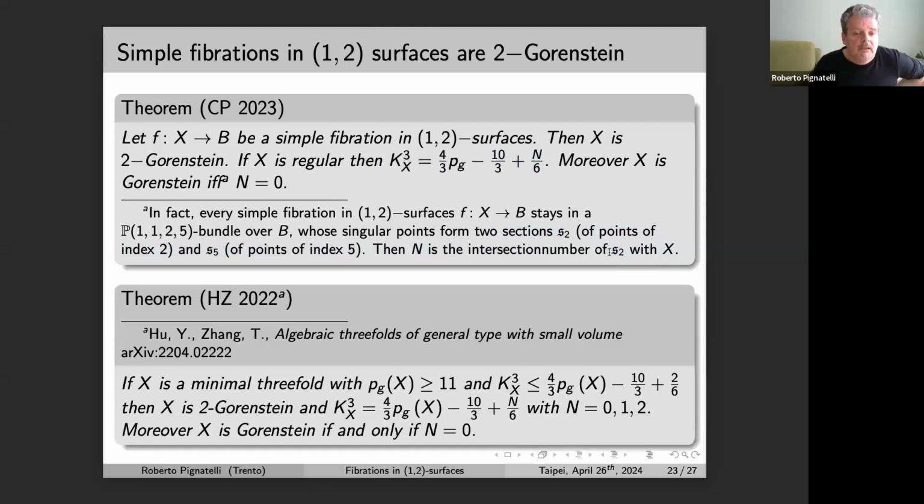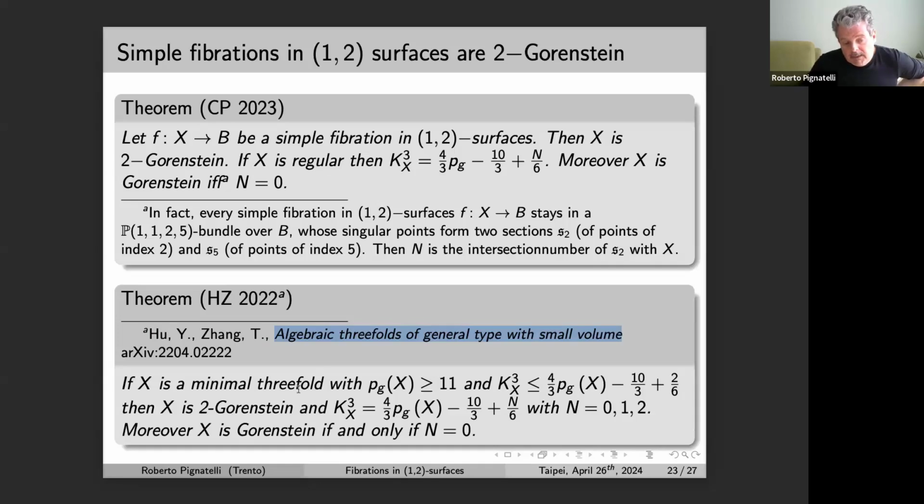Now, shortly after we put our theorem on arXiv in 2022, Hu and Zhang came out with this paper on arXiv. That's the starting point of the collaboration. I already gave you the main result, I mean, actually some of the results, but these last results on the deformations are also from the collaboration.